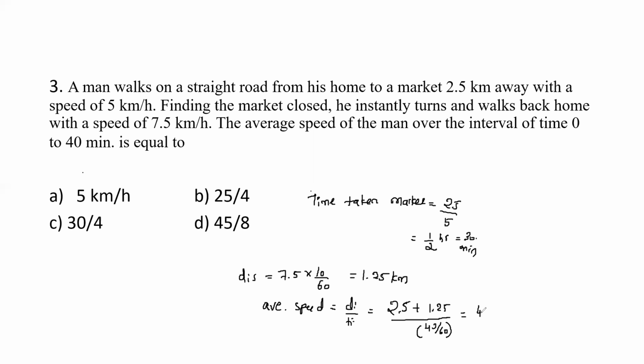That is nothing but 45 divided by 8 kilometer per hour. The answer is option D, 45 divided by 8 kilometer per hour. Option D is the correct option. Average speed is equal to distance divided by time; substitute distance, substitute time, that is 45 divided by 8 kilometer per hour. Option D is the correct option. Is it clear?